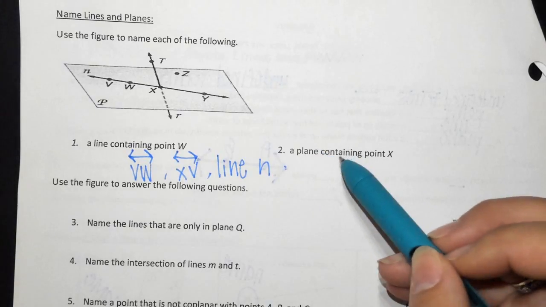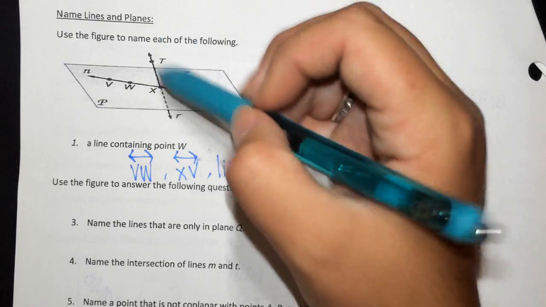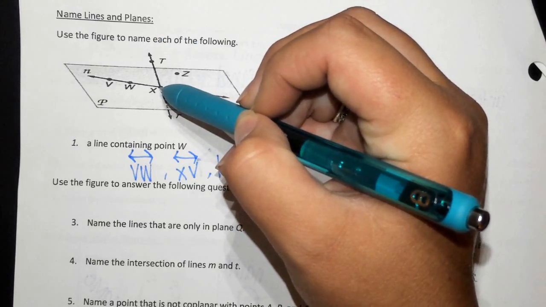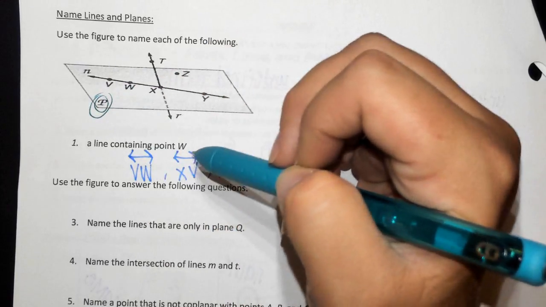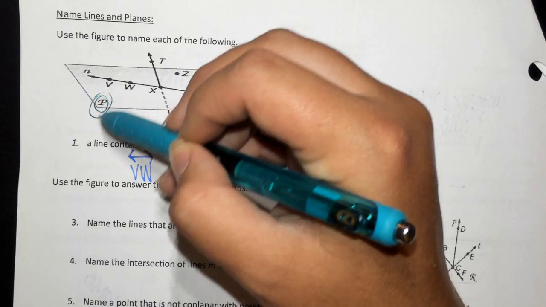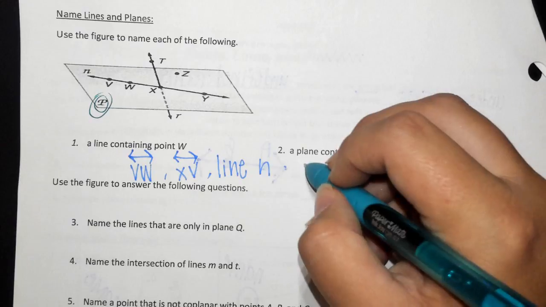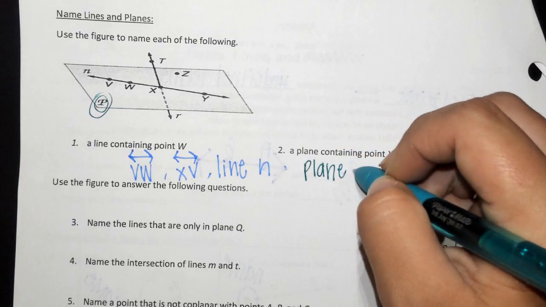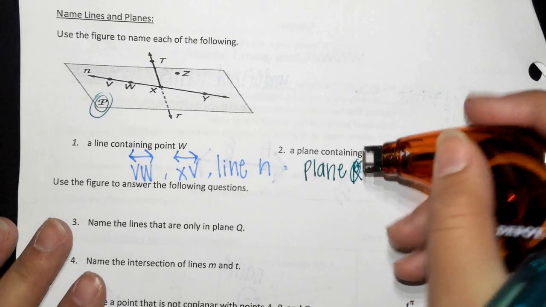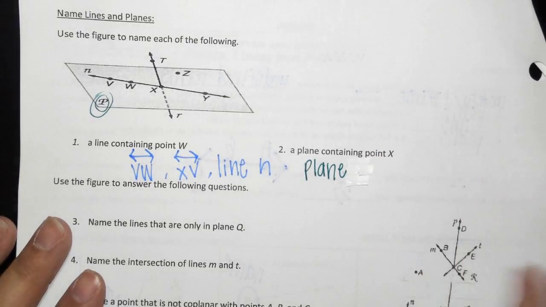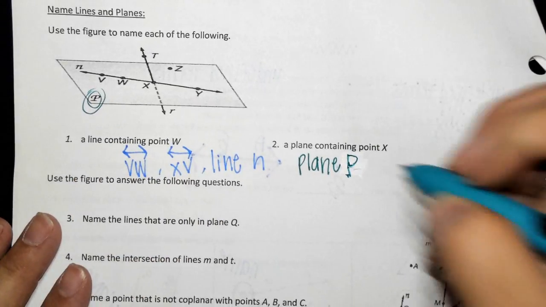Now, a plane. So we're naming a plane that contains point X. Well, here's point X. So I can name the plane using its capital letter, right? This capital letter is in the bottom. It's capitalized, so that means it's the name of a plane. So I could use plane P, because the last one was only R. Plane P.